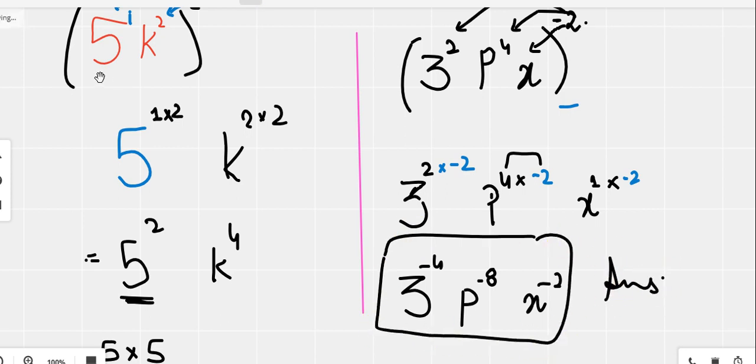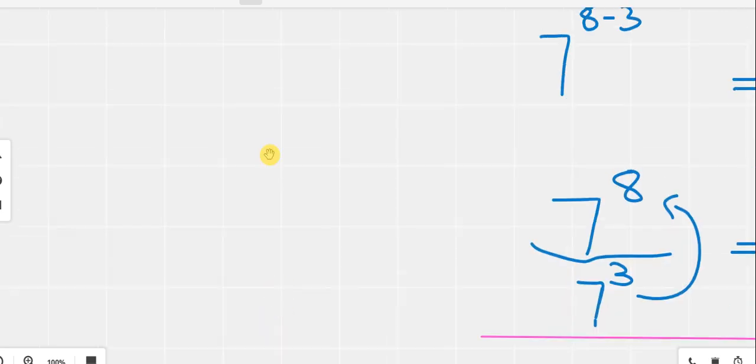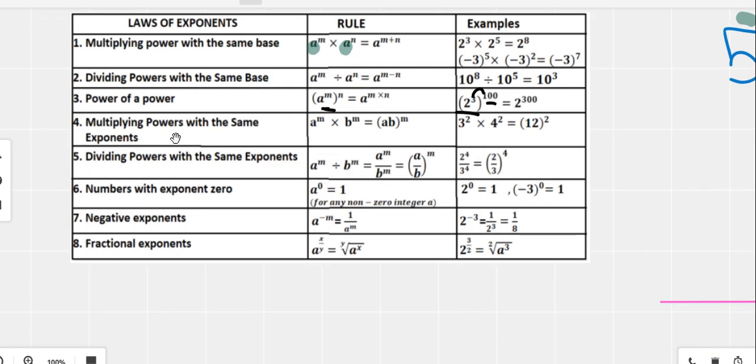Okay, let's move on to the next rule. The next law is about multiplying powers with the same exponent. First we have seen power of power, now multiplying powers with the same exponent. Now the bases are not the same, but you have the power the same.